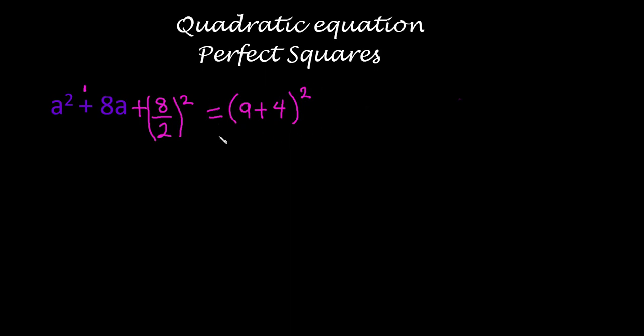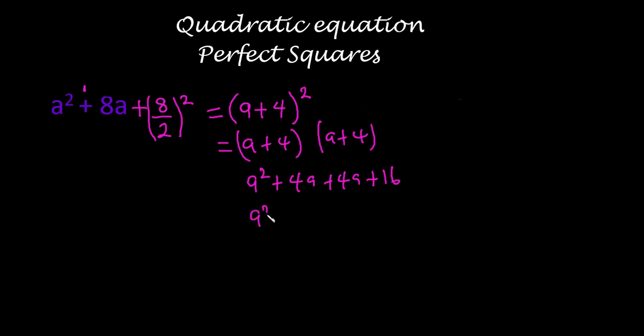Now in maths, we don't just come to conclusions like that. We need to prove whether it's correct or not. And so a plus 4 square is the same thing as a plus 4 times a plus 4. Now a times a is what? a square. A times 4 is what? Plus 4a. 4 times a is what? 4a. 4 times 4 is what? 16. So we have a square plus 8a, because 4a plus 4a is 8a, plus 16. Does it look like this?